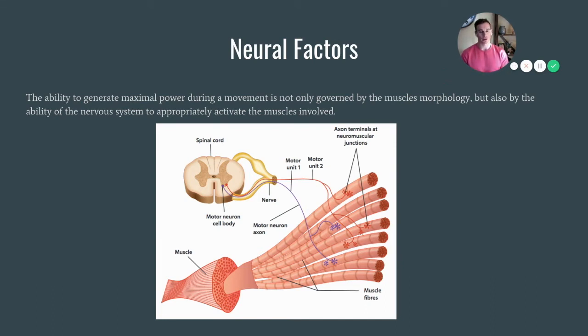When we talk about neural factors, we're talking about your nervous system. You can see there another little diagram of how muscle fibers and your nervous system work together. You've got motor units, which are groups of muscle fibers grouped together. You've got nerves that innervate these motor units, then your motor neuron cell body, where those signals come from, and then the axon terminals, which is where those nerves attach to the individual muscle fibers. So nothing too complicated there.